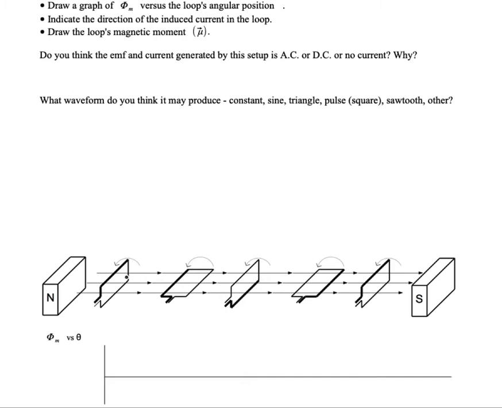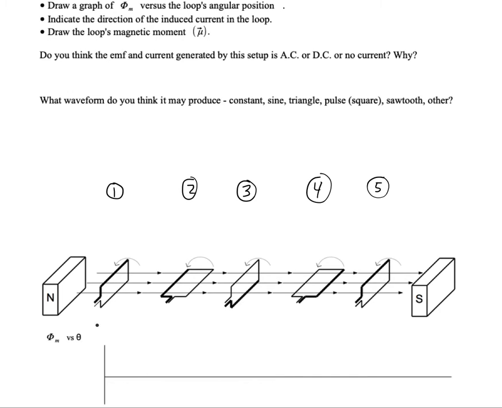This loop is rotating counterclockwise, and I've highlighted one side of the loop so that we can track it as it moves through different positions. So this is going to be the first position in time. Then we'll move to this position. We'll go halfway around the circle, 3/4 of the way, and then finally the loop comes back to the same position that it had started in.